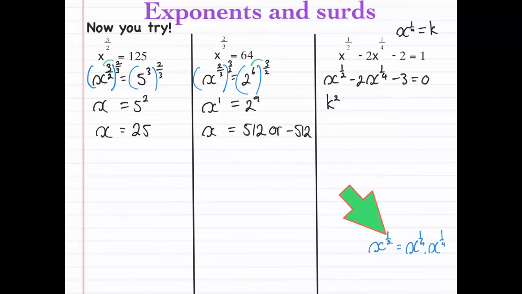Okay, brilliant. So then we just said here at the top that x to the power of a quarter equals k, and there we have x to the power of a quarter times x to the power of a quarter, so k times k gives me k squared. Okay, you agree with me? Wonderful. And then we have minus 2k minus 3 equals 0, and then we simply draw the trinomial. Now that will look like this.